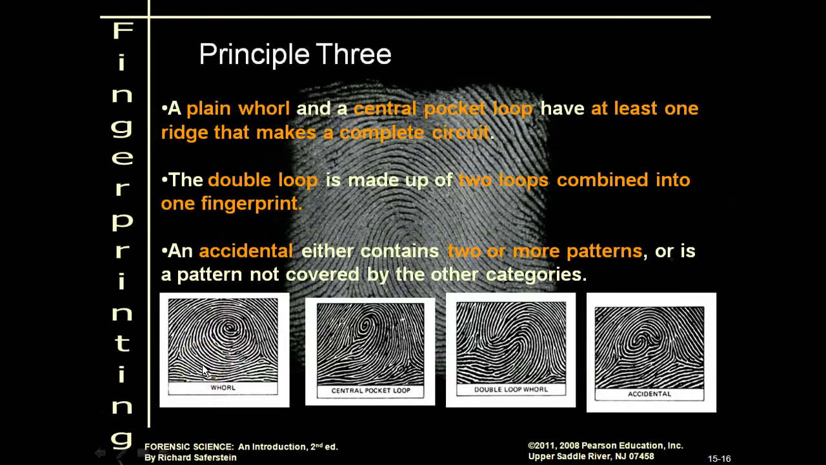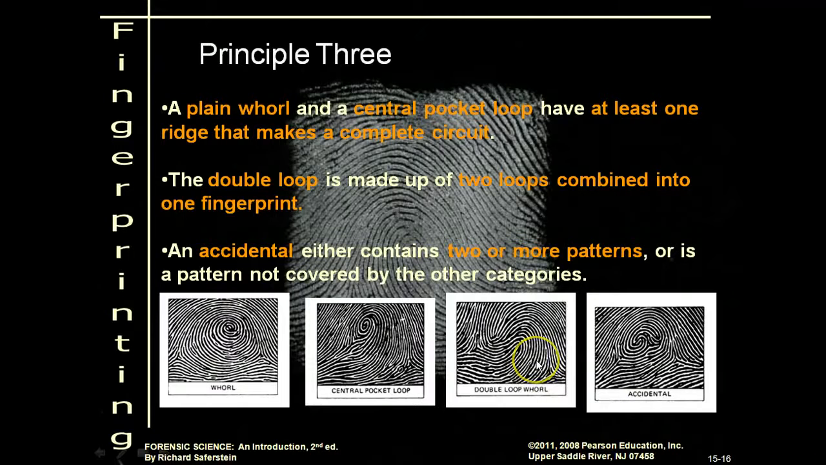In both a plain whorl and a central pocket loop, they differ from a loop because they have at least one ridge that makes a complete circuit. So that's where you have it as circular. You see that we have ridges, and that the ridge makes a complete circuit. If you look at the second one as well, its ridges make a complete circle. So when you have the actual little curlicue thing in the middle, the spiral, that's where you have either a plain whorl or a central pocket loop.